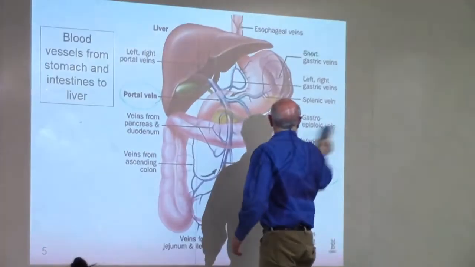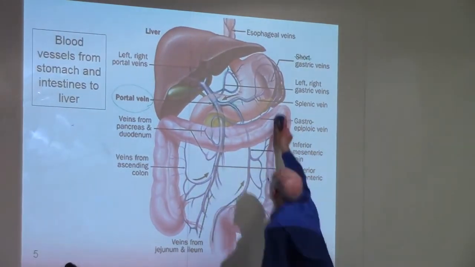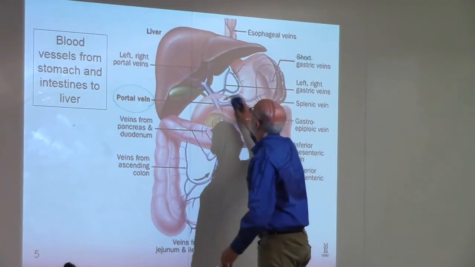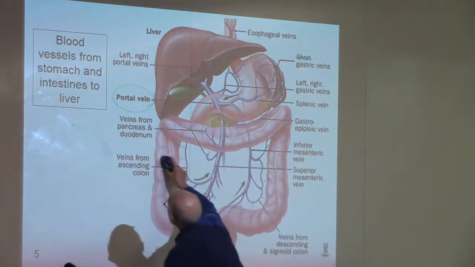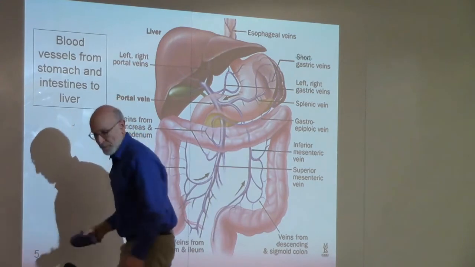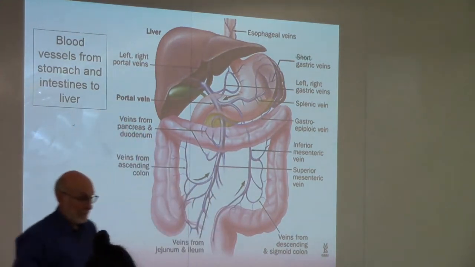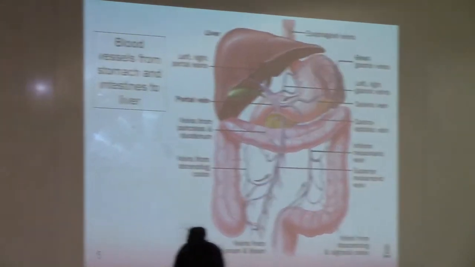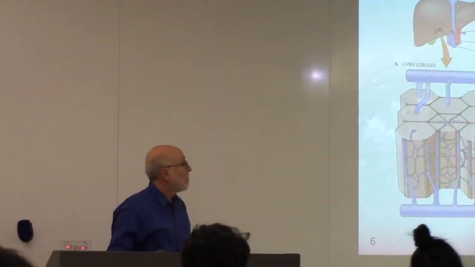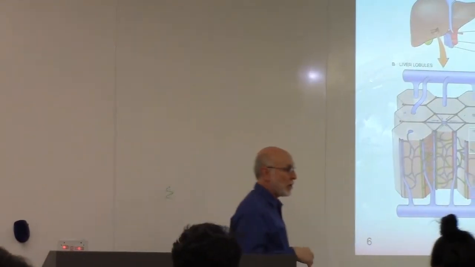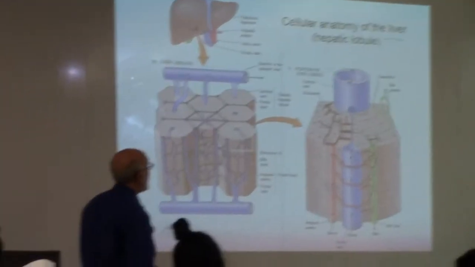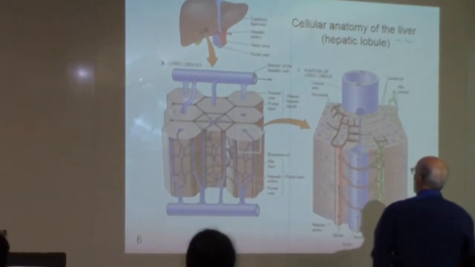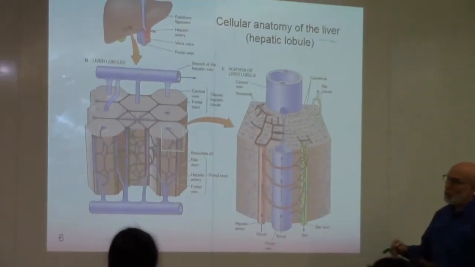So now we're going to start to talk about the structure of the liver, which is at the cellular level. Structure of the liver. It's got an interesting twist.